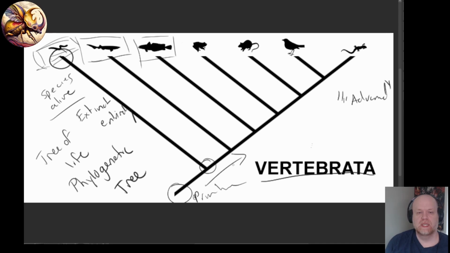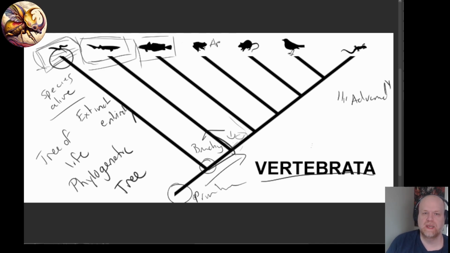And down at the nodes, this is where you have the branching. So you can think of it as the last common ancestor between groups. So at some point, the sharks, the cartilaginous fish, diverged from the jawless fish, which are like the hagfish and the lampreys. And then eventually the cartilaginous fish and the bony fish also had a common ancestor, and the bony fish branched off. And then you have the rise of the amphibians.